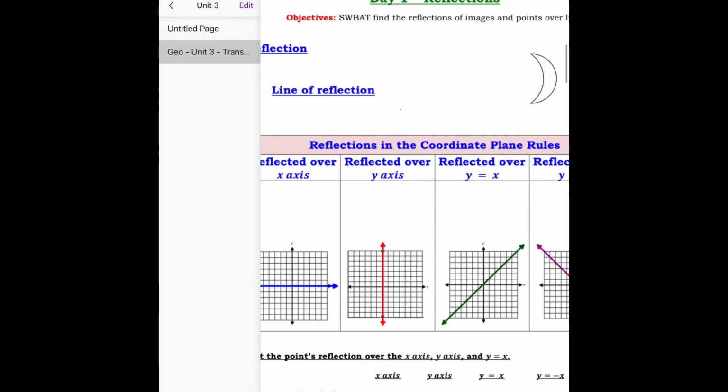So the line of reflection is the line that we reflect across.